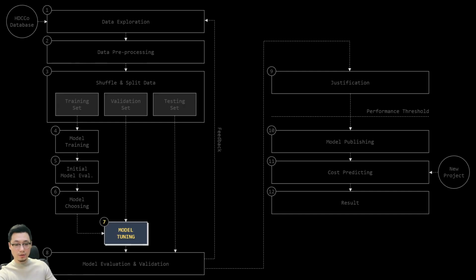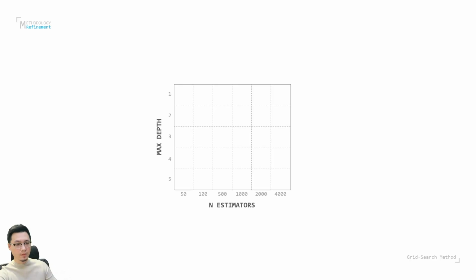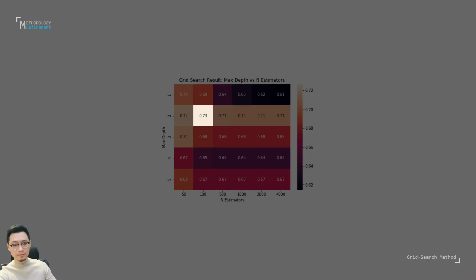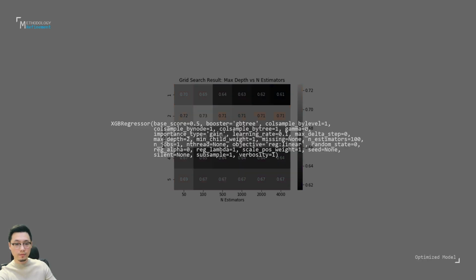After choosing the best model, XGBoost will then be fine-tuned to achieve its optimized performance using grid search technique. Make a table, think of all possibilities, and pick the best one. XGBoost has multiple hyperparameters, and through the tuning process, the optimized combination of those can be determined. The highest score of 0.73 occurs with the combination of n estimators as 100 and max depth as 2. With all that, I present you the best and optimized model.